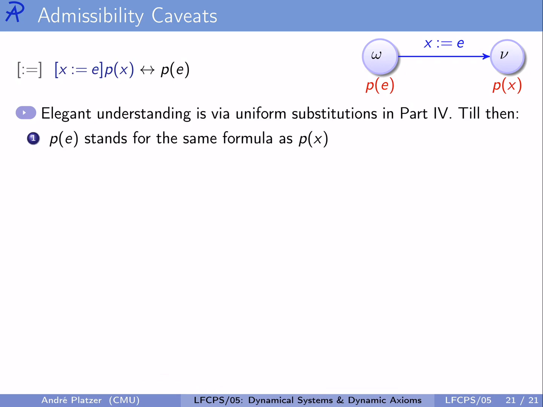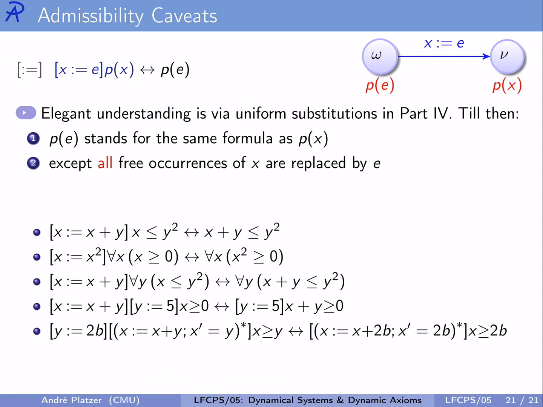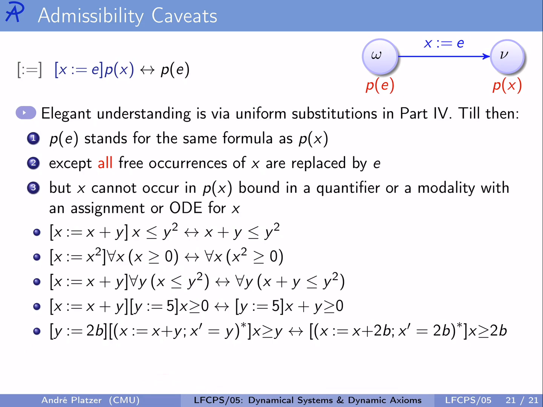First of all, P of E stands for the same formula that P of X stands for, except all three occurrences of the variable X are replaced by the new term E. Here's a number of examples. What do we have to pay attention to while doing this replacement? Well, first of all, X cannot occur in P of X in places where it's bound by either a quantifier or modality with an assignment or a differential equation for X, because those would then change the value of X, so we're no longer referring to the exact same real number in all of those circumstances.